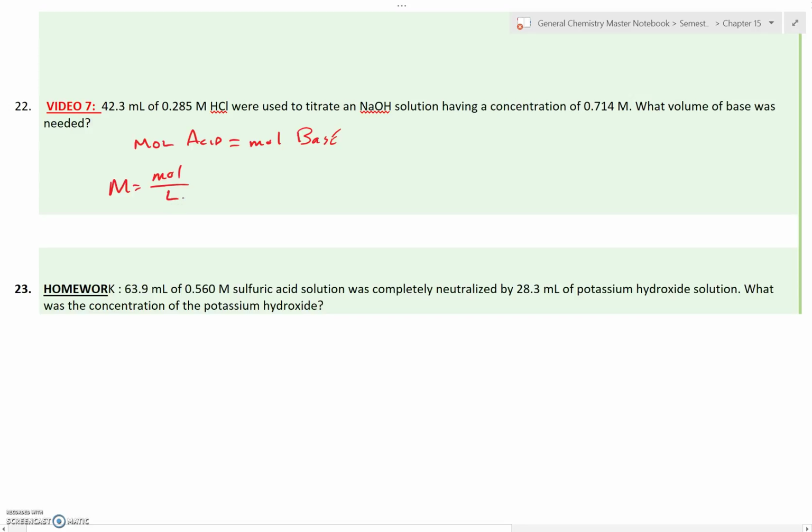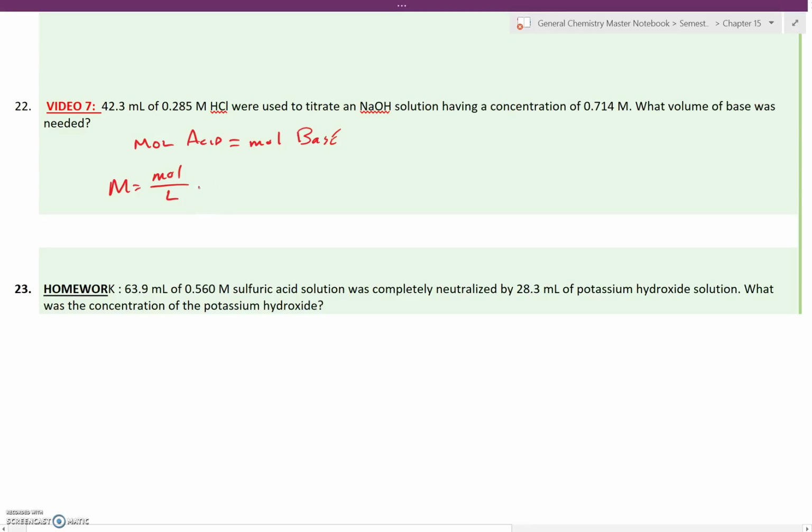So if we're trying to solve for the moles of something, the number of moles would be equal to the molarity multiplied by the liters of our solution, right? So that means that if we're trying to figure out the moles of our acid, it's the molarity of our acid multiplied by the liters of our acid. And the same would be true for our base, the molarity of our base multiplied by the volume of our base. And so we're going to use this equation to help guide us through to figuring out the volume necessary of our NaOH solution.